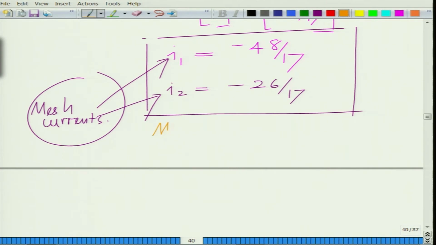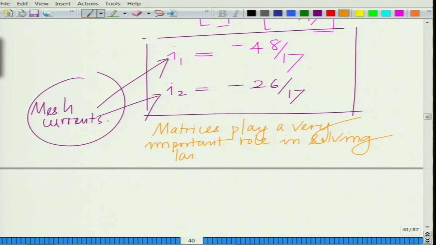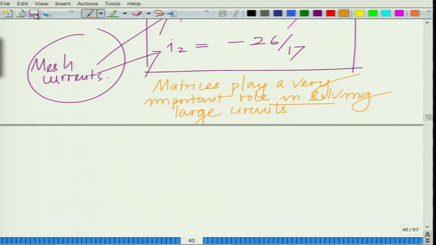So, the idea here is to show through this simple example that matrices play a very important role in solving large circuits, right. So, that is the point. So, linear algebra and matrices in general have a number of applications in the analysis and solution of circuits.